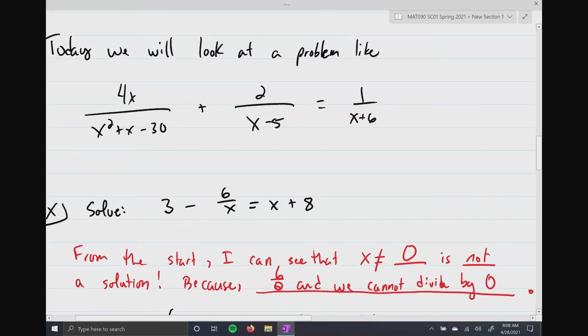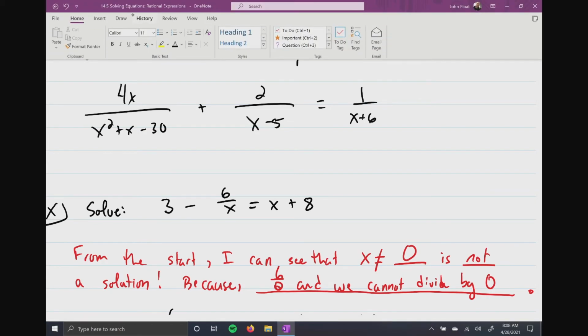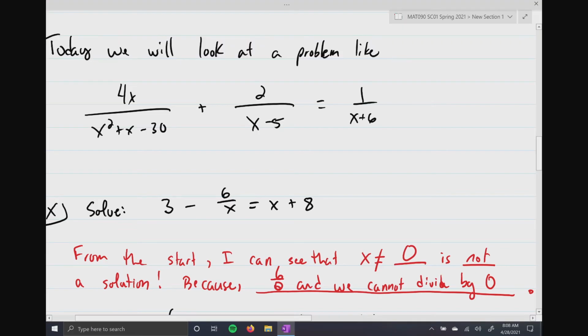So the first thing to do, really, is to determine from the start what values of x I am not allowed to have. What I'm really doing here is asking you the same question that I've asked you before. The question I'm really asking is: find the domain. Remember, the domain means any x value that I'm allowed to use without breaking something.